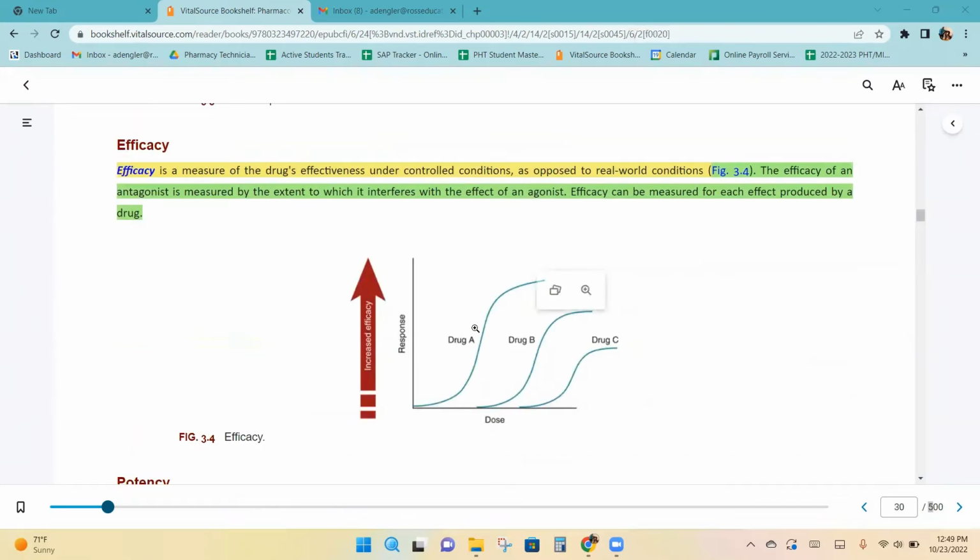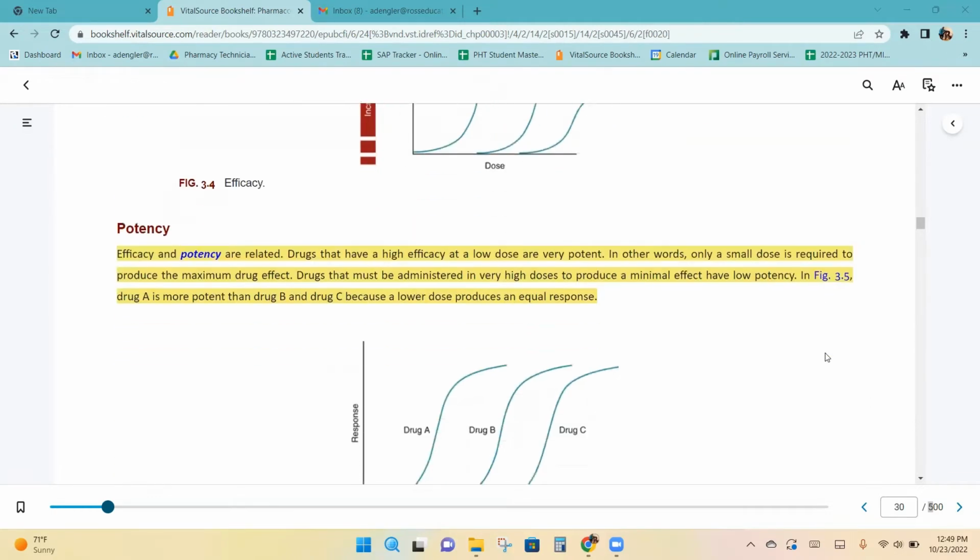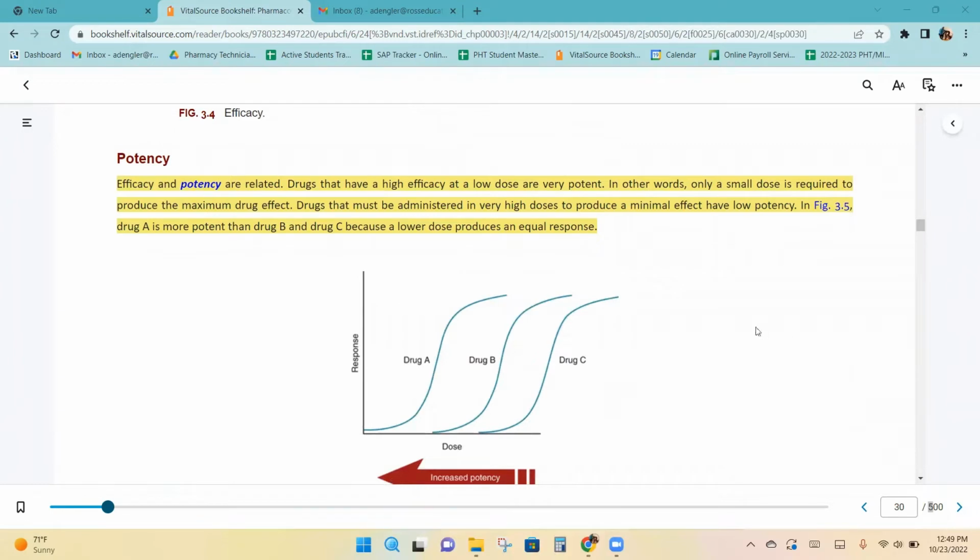Efficacy is a measure of the drug's effectiveness under controlled conditions as opposed to real-world conditions. The efficacy of an antagonist is measured by the extent to which it interferes with the effect of an agonist. Efficacy can be measured for each effect produced by a drug. Efficacy and potency are related. Drugs that have a high efficacy at a low dose are very potent. In other words, only a small dose is required to produce the maximum drug effect. Drugs that must be administered in very high doses to produce a minimal effect have low potency.